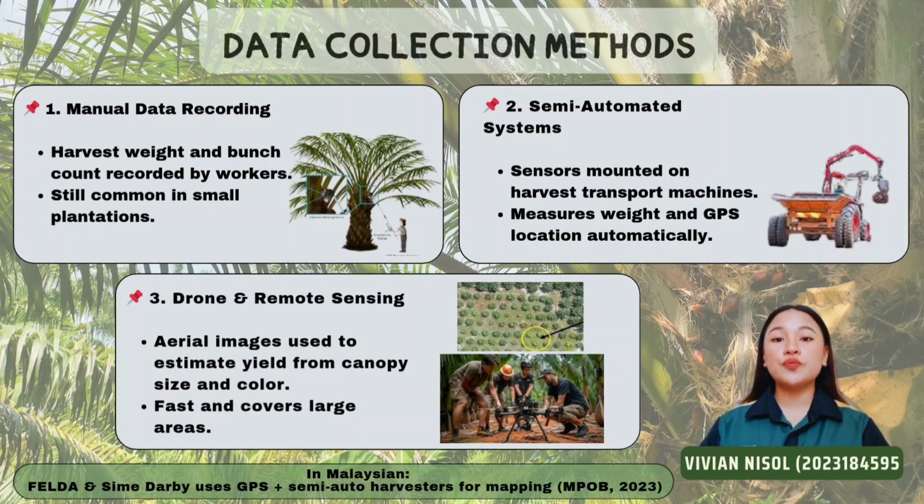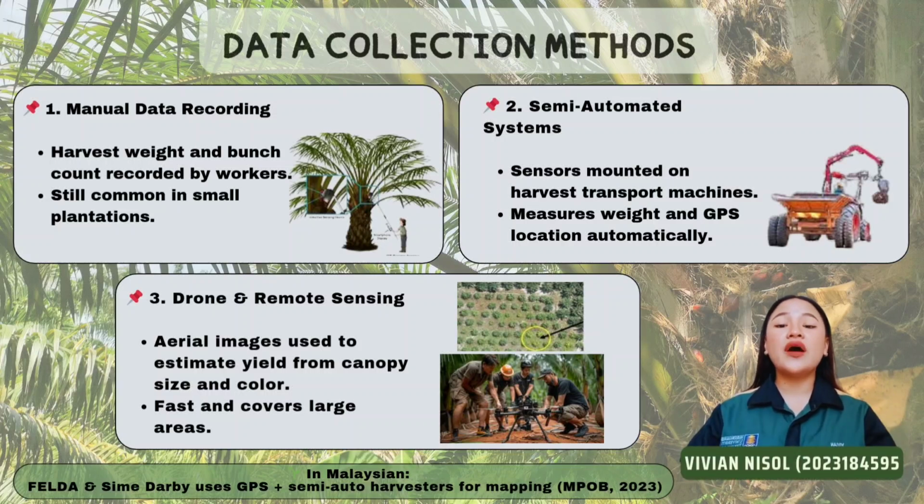Next, I will continue to present about the data collection methods used for yield mapping in oil palm plantation. So, first and foremost, the most basic method is manual data recording, which is workers manually count the fresh fruit branches and record the weight after harvest. This method is still common in small plantation because it's simple and low cost.